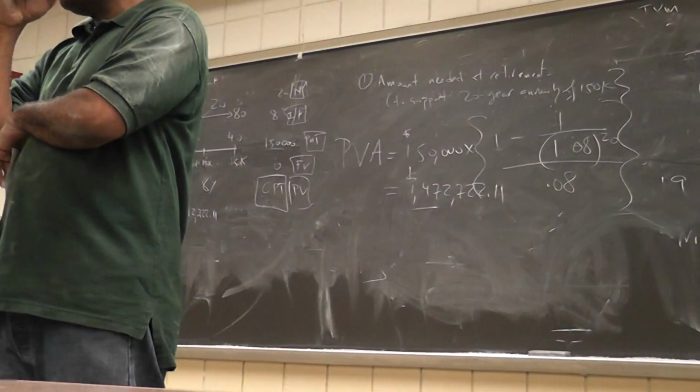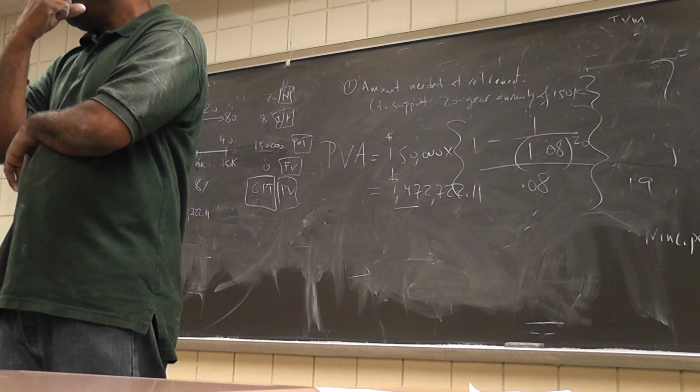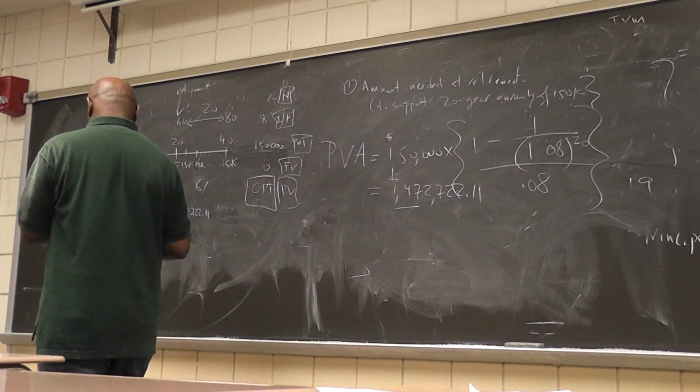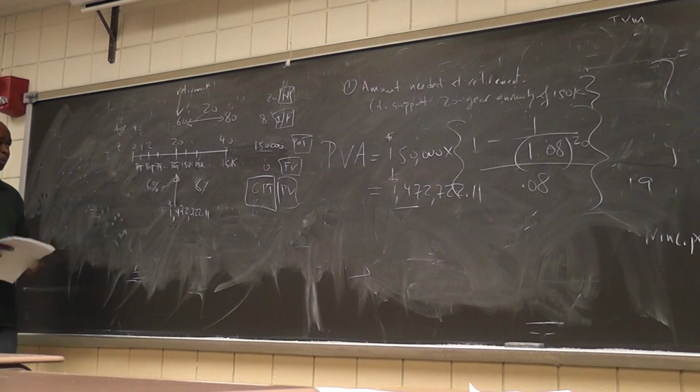So you have a question, go ahead. So is this an ordinary annuity or annuity due? Well, the way it's set up, which one is it? To calculate how much he should set aside. Is it the ordinary annuity or the annuity due? Ordinary. It's the ordinary, right? Yes.